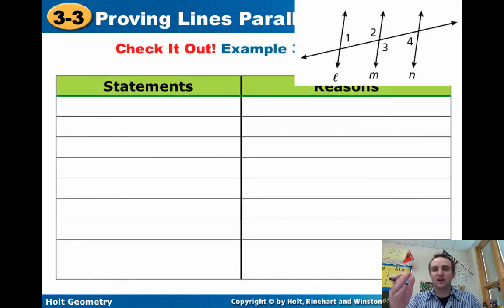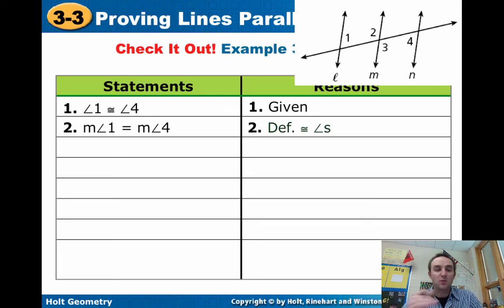Okay, so if we take a look, and I put the picture up in the corner there again. First step is always the given. Okay, 1 is congruent to 4 in this case. Because 1 is congruent to 4, that means 1 is equal to 4. Remember, that's our definition of congruent angles. It says that congruent means equal. So we're now saying that 1 is equal to 4.